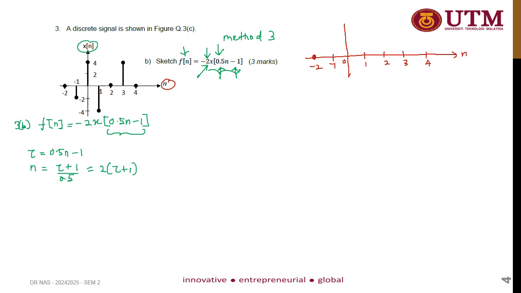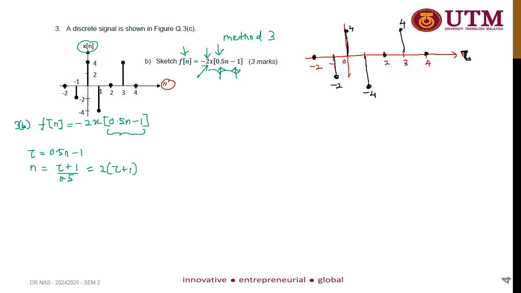Right, so for the given signal, at n equal to minus 2 it is 0, and then at minus 1 it's minus 2, and then it's 4 at 0, and then it's minus 4 at 1, and then 0 again, and then positive 4 again, and 0 again. Right, so change the n to tau.